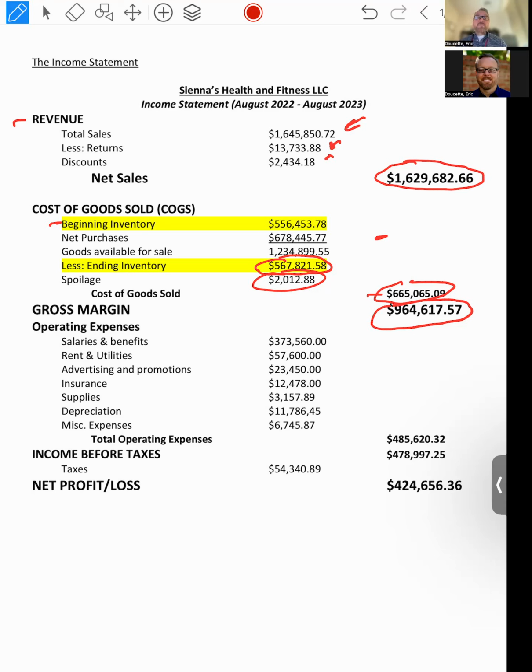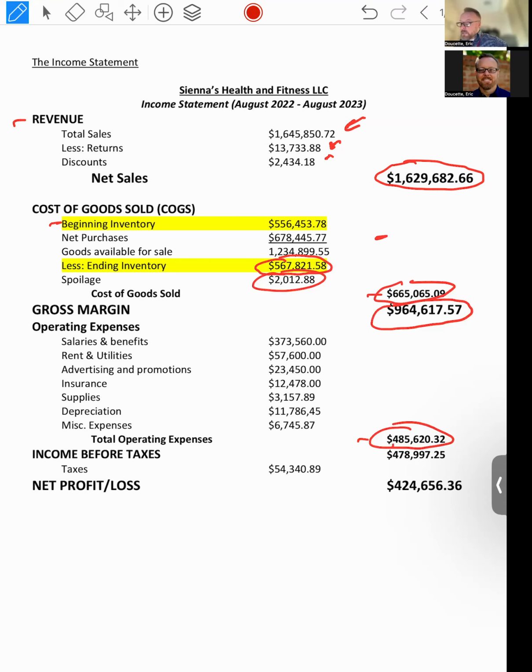Now she still has her fixed costs or her operating expenses that she needs to deduct. So over the course of the year, she had, of course, salary, rent, advertising, insurance, supplies she had to buy, some depreciation, etc. All that came out to $485,000 worth of expenses that she had to deduct from her annual revenue. So from the 964, she had to deduct another 485.